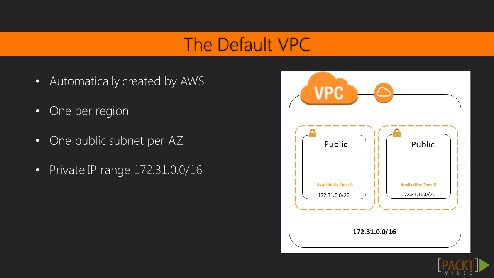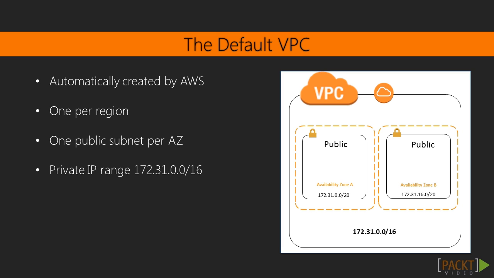When you launch an instance, you will see that AWS has already created a default VPC for you. VPCs cannot span regions, so AWS creates a default VPC in each region. The default VPC will have a minimum of 2, but depending on the region could have up to 5 public subnets, 1 per availability zone.